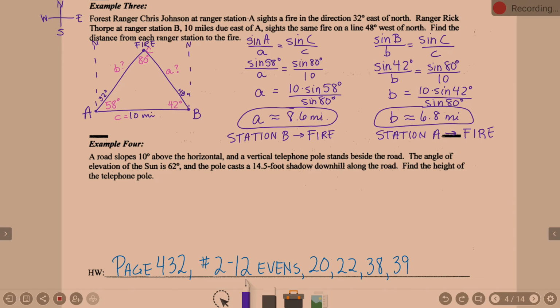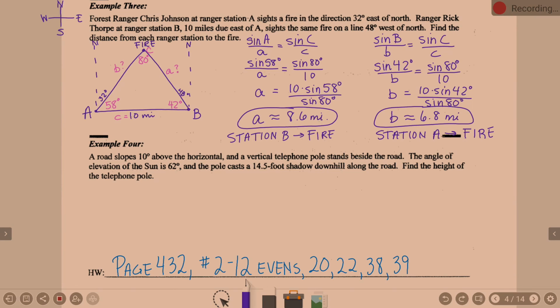Well, 10 degrees above. Finding the height. 10 degrees above the horizontal is going to be this, and the vertical pole stands like that, and then the angle of elevation of the sun doesn't make even more sense. Are we using a sextant? Okay, extra light.